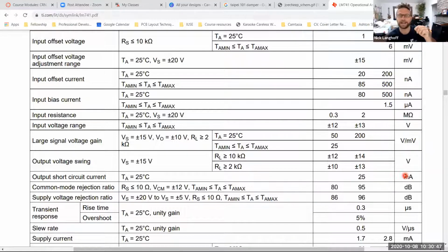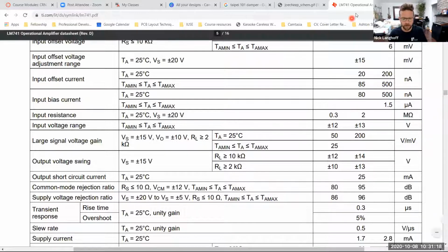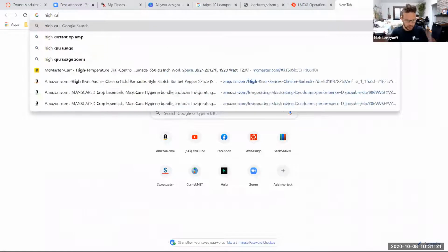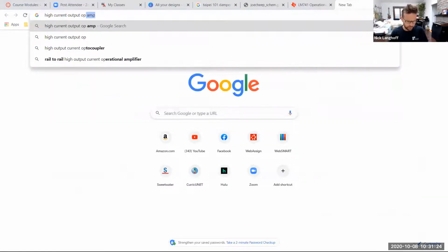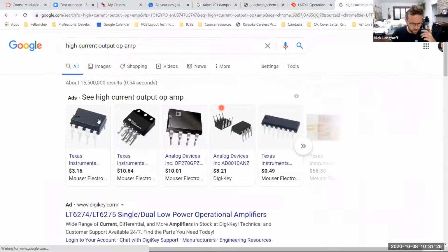If you had a power supply that could only produce 10 milliamps of current, and the 741 is trying to produce, let's say, up to 20 milliamps of current within its spec, then yes, that's going to strain the power supply. Now, most power supplies can provide well above 10 milliamps of current. And so typically, the constraint would be within the op amp itself, and you might need a higher current operational amplifier. So then you can go and look for something like this, a high current output op amp, and look around and see what you find.